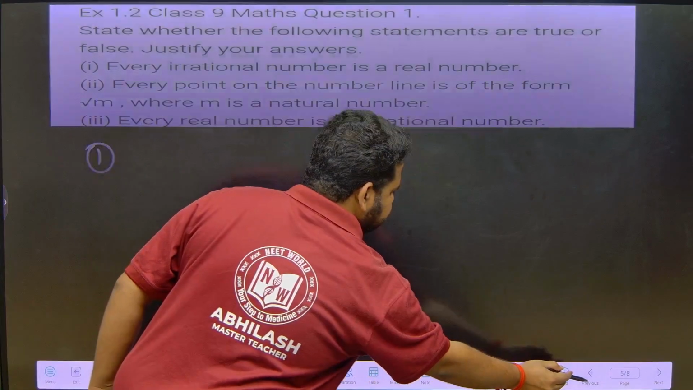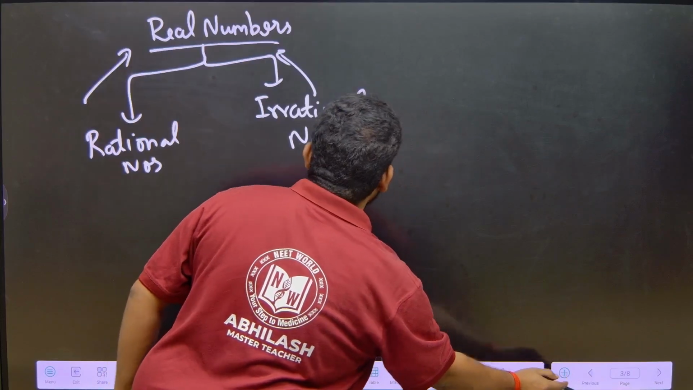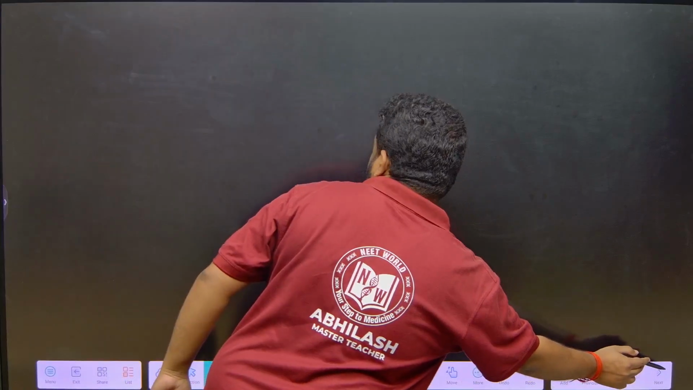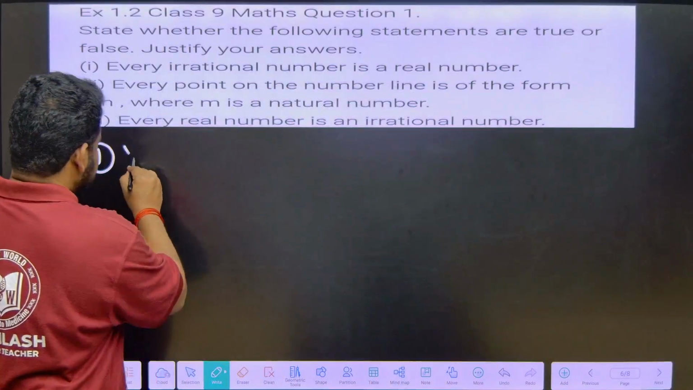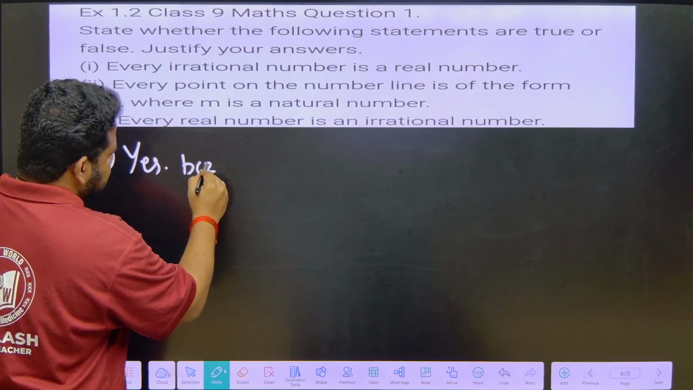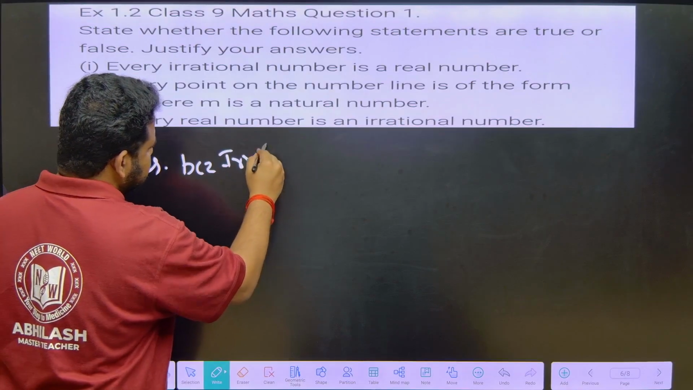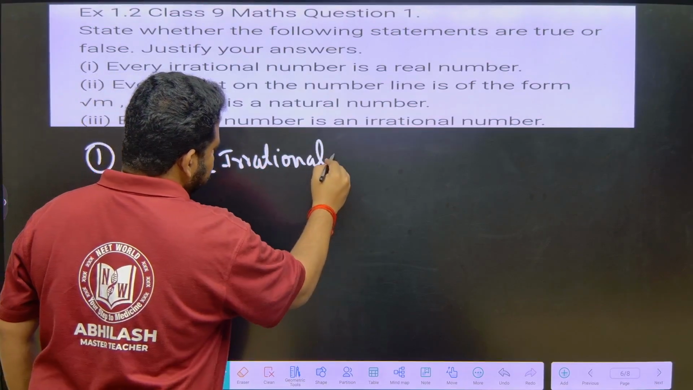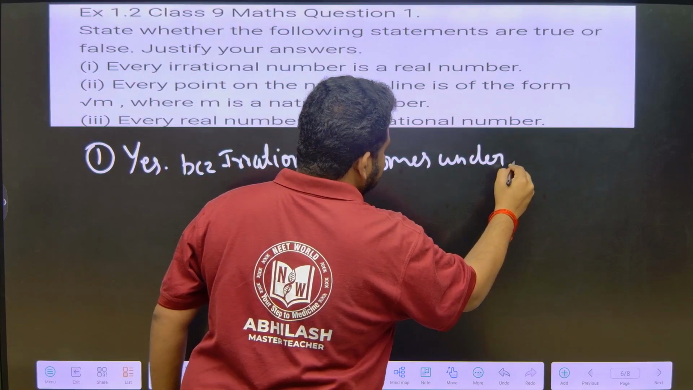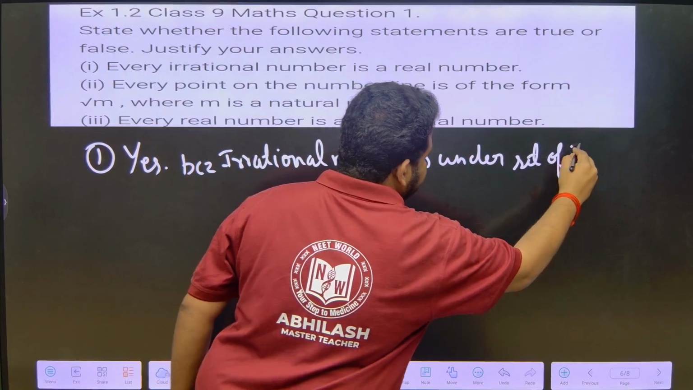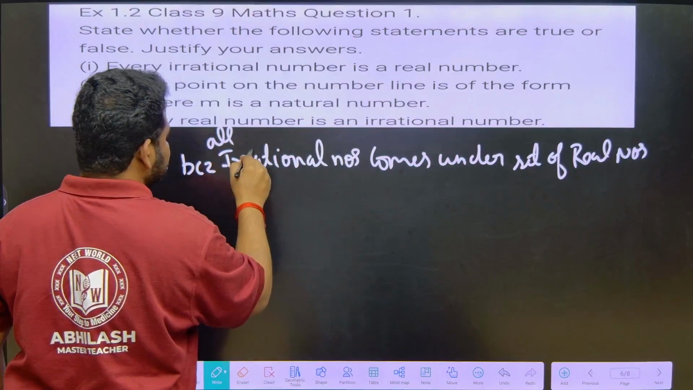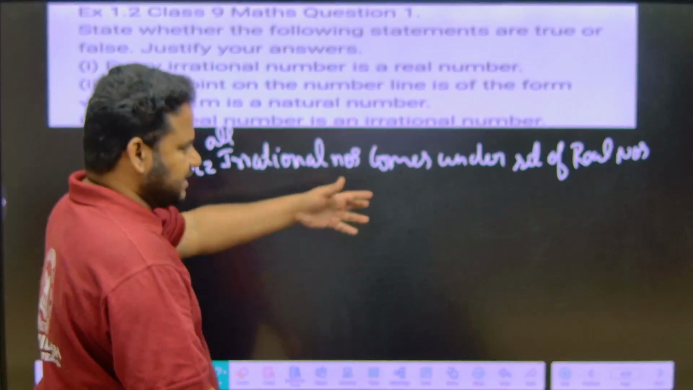Just now we saw. Every irrational number is a real number? Yes, it is a real number, because irrational numbers come under the set of real numbers. All irrational numbers come under the set of real numbers, because real numbers are a bigger entity.